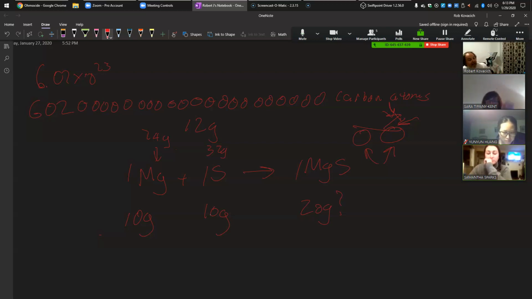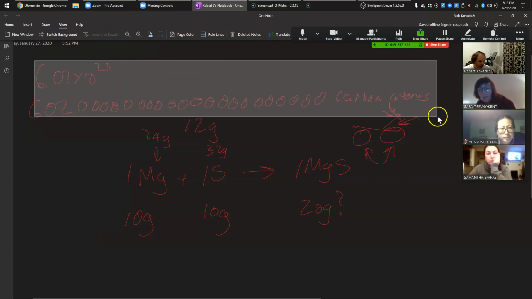But we can't count atoms and molecules because they're just too darn small. So instead, we count them by figuring out what their mass is and then doing a calculation to figure out how many moles we have. So let's do that calculation real quick. Let me clean up some of this up top here.